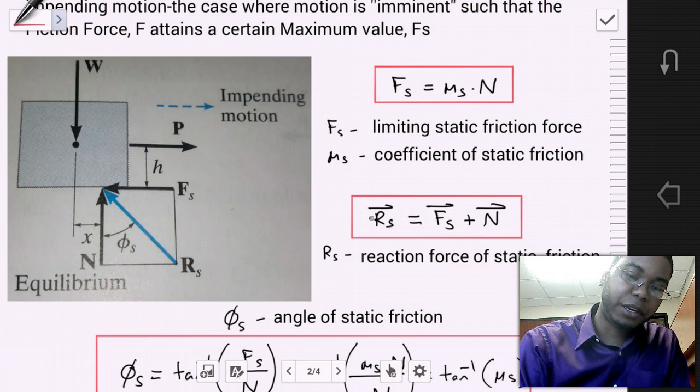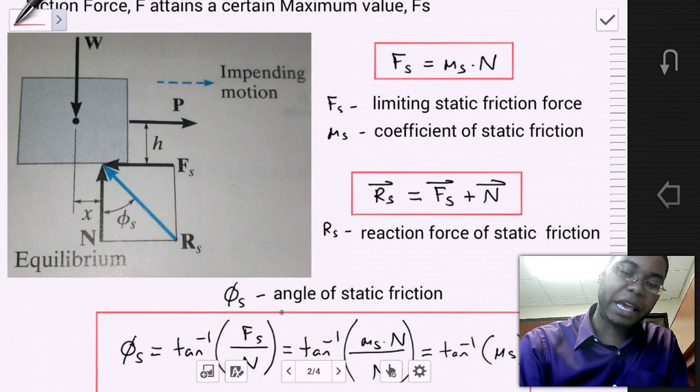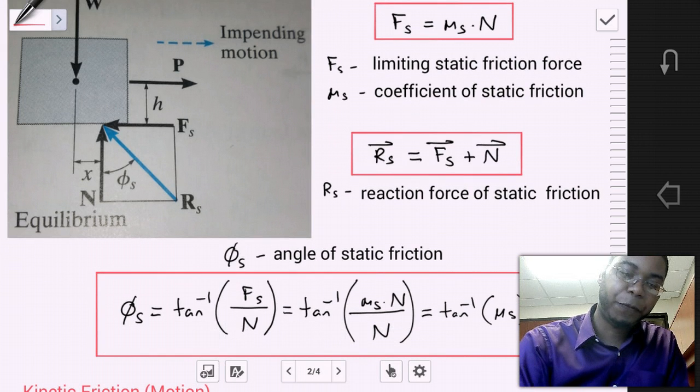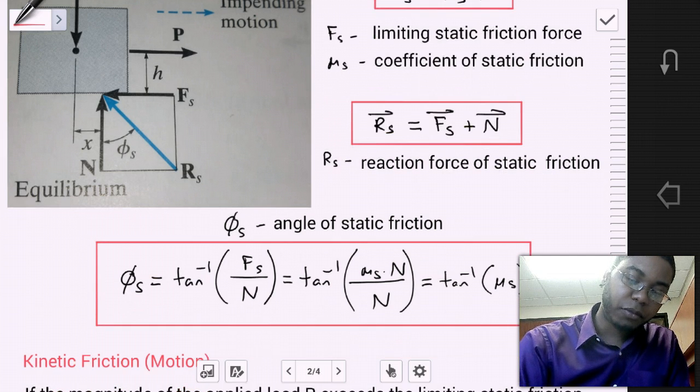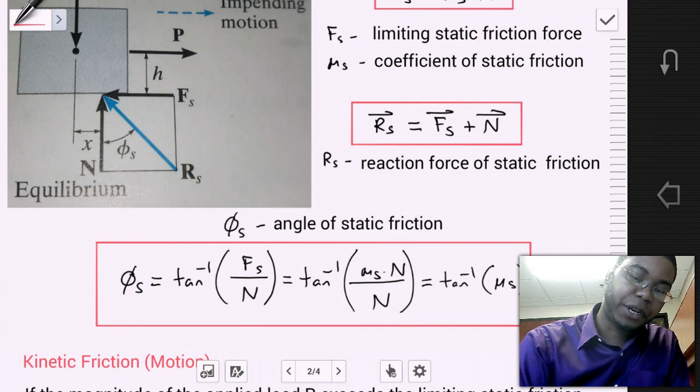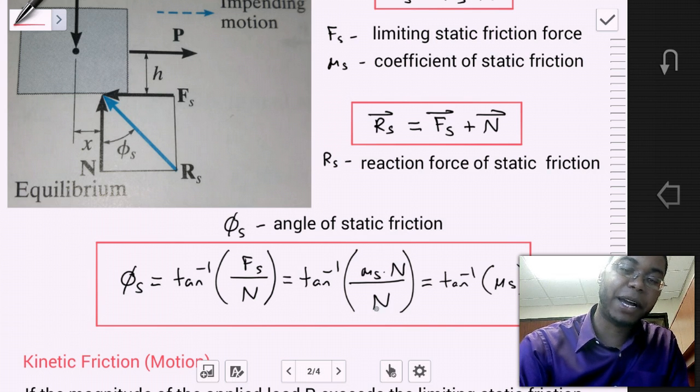In addition to finding the magnitude of the reaction, in addition to finding the Cartesian form, we can also describe the angle of static friction. That is the angle of the reaction force relative to the y-axis, where the angle is equal to tan inverse of the limiting frictional force divided by the normal force, which is equal to tan inverse of mu s times n divided by n, which is equal to tan inverse mu s.